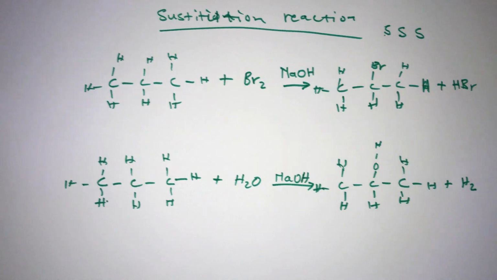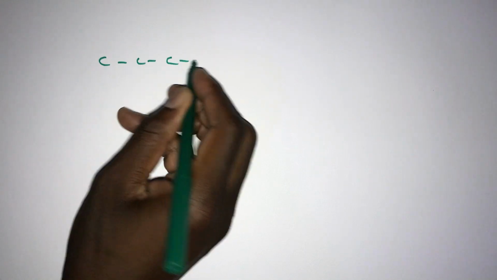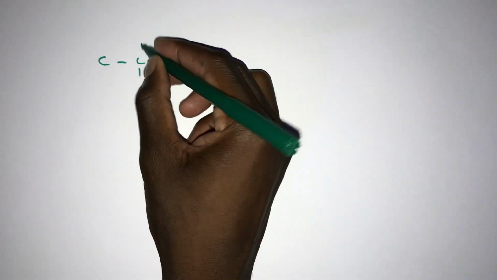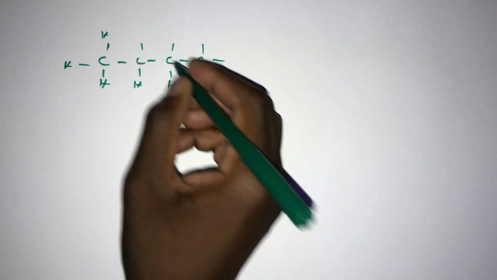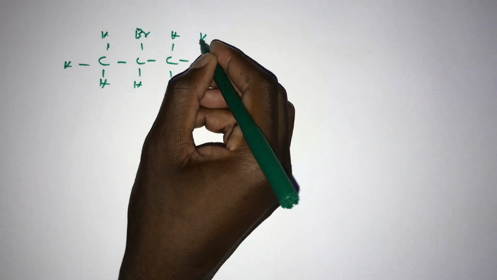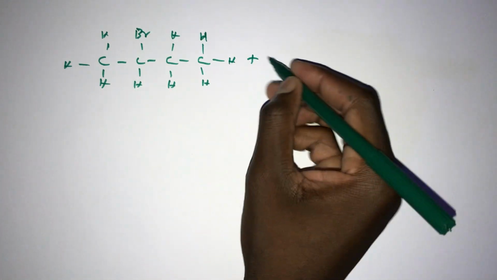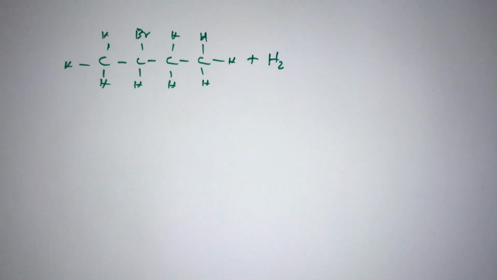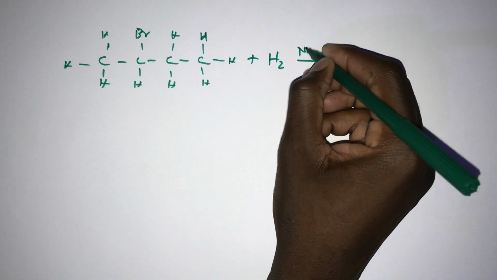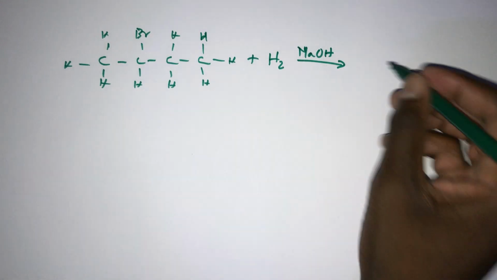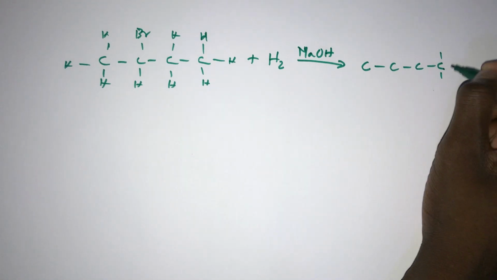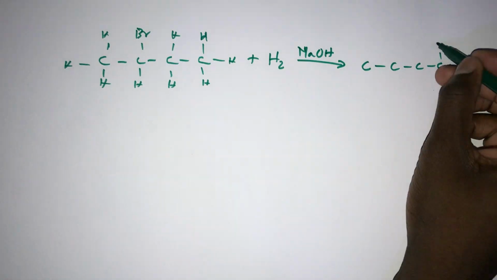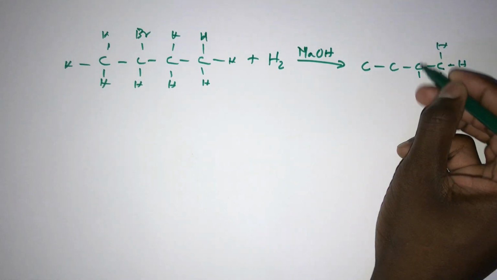So, we can try another one. Single, single, single, single, single. We can have Br, and then we are reacting with H2. So the product now, NaOH here. So the product now is going to be 4 carbon atoms. Now check Br is in carbon atom number 2, right? But we are adding H2.